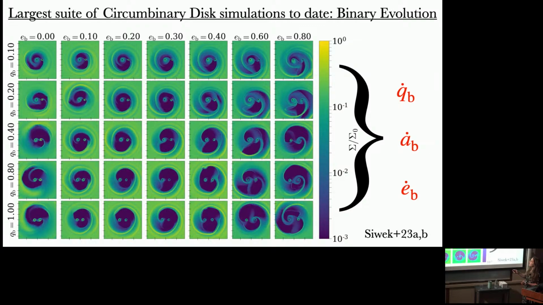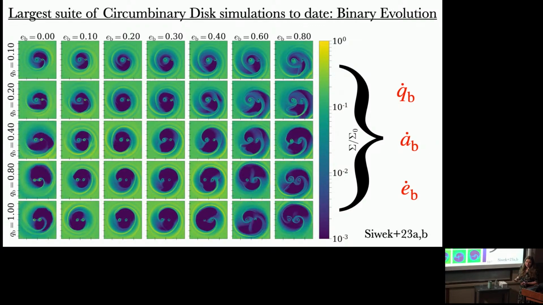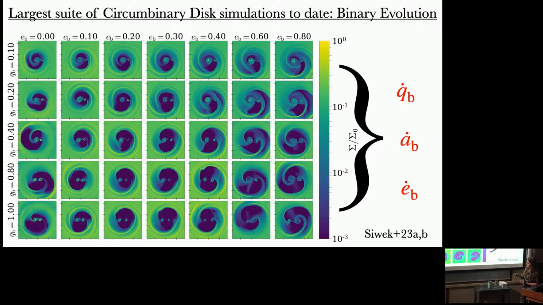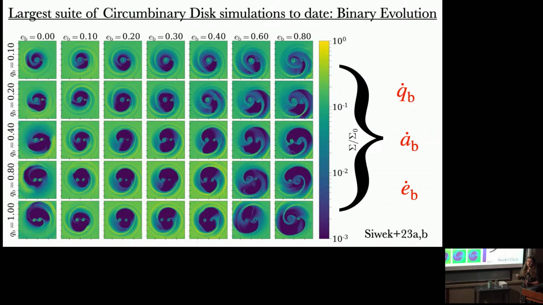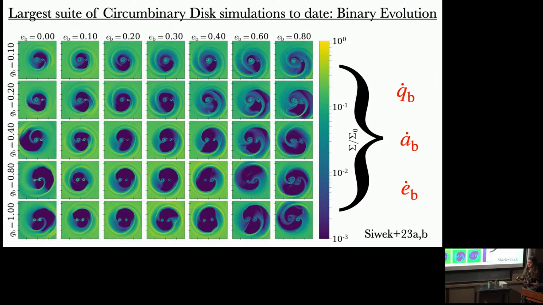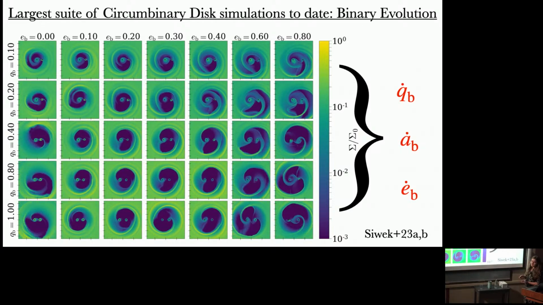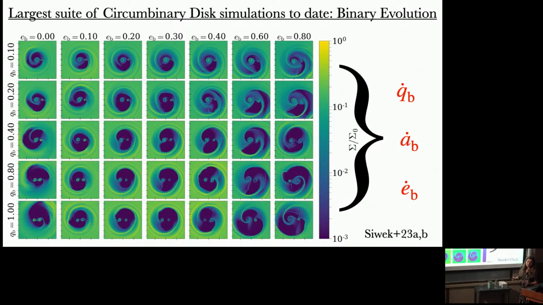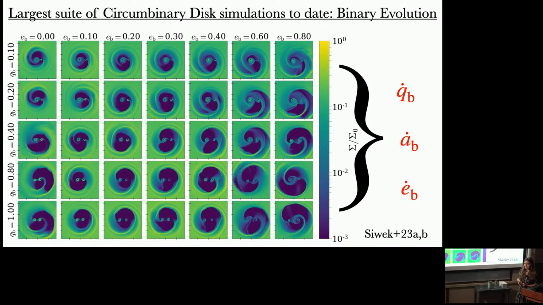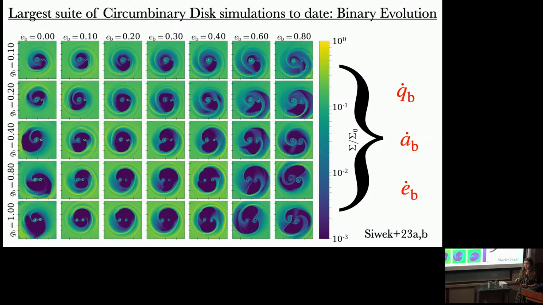So how is the accretion rate divided between the primary and the secondary? How is the semi-major axis, or the separation of the binary, evolving because it's interacting gravitationally with the gas that surrounds it? And finally, and that's my favorite, how is the eccentricity of the binary system evolving due to what we now know, resonances in the disk and gravitational interaction with the gas in the disk?